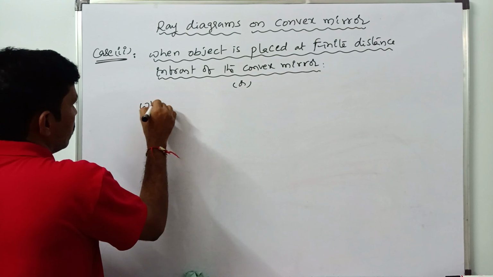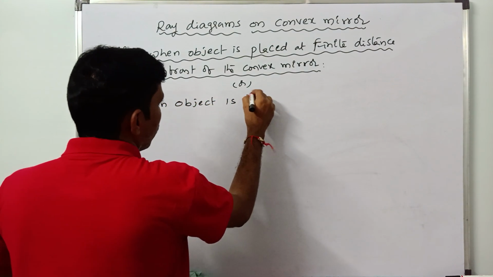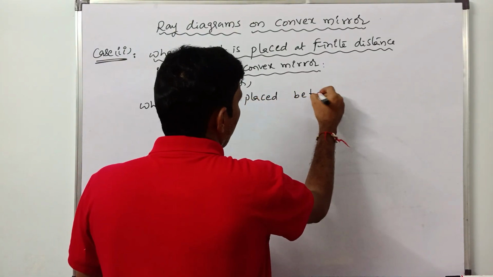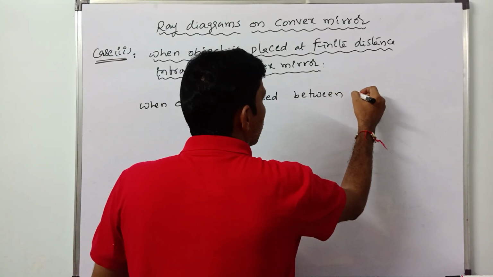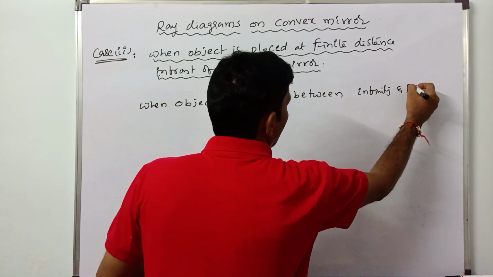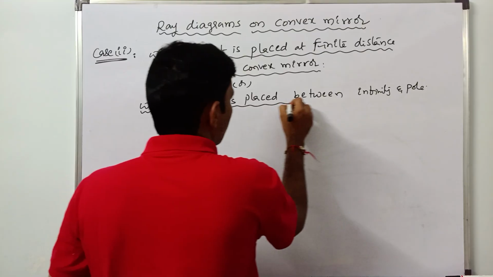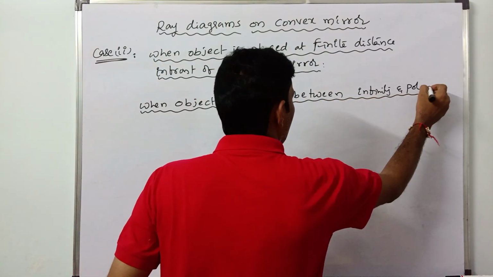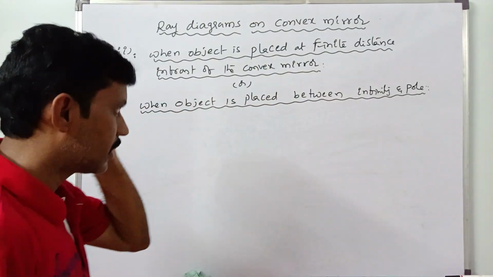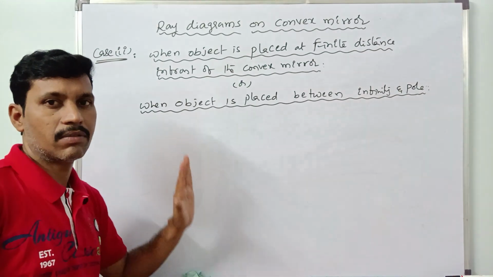when the object is placed between infinity and pole. Object placed at infinity we have completed. But now let us discuss the object placed between infinity and pole. That means whatever the position of the object in front of the convex mirror.